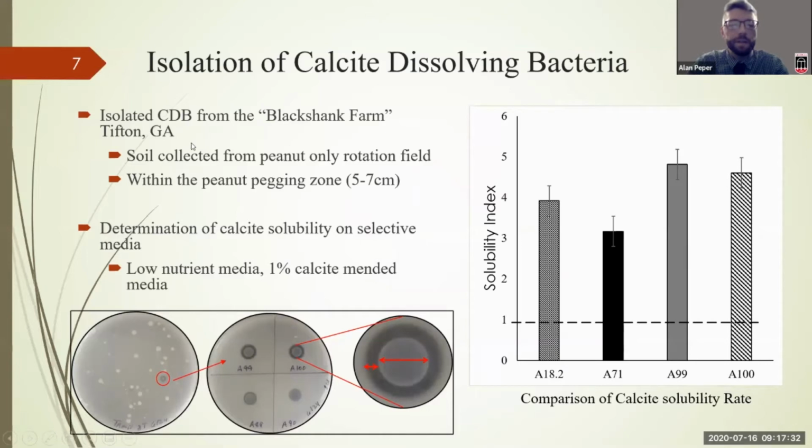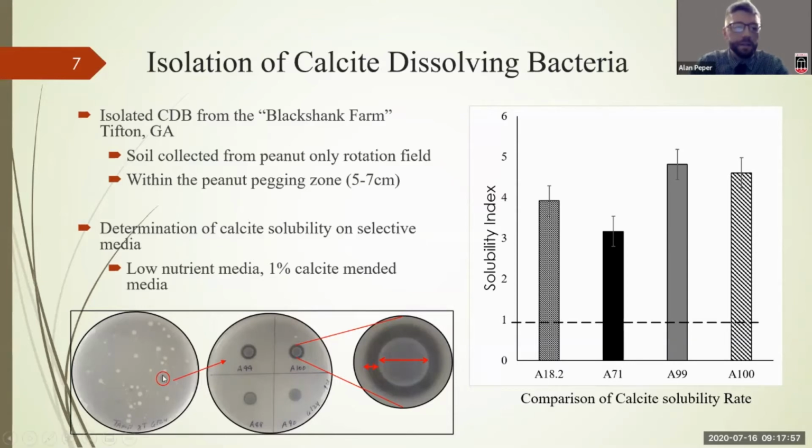The soil was collected from a peanut-only rotation field within the pegging zone, roughly 5 to 7 centimeters below the peanut plant. The way we determine if this bacteria is able to use calcite solubility is with a selective media. This is an opaque media, because calcite is insoluble in water, and this creates an opaque plate.